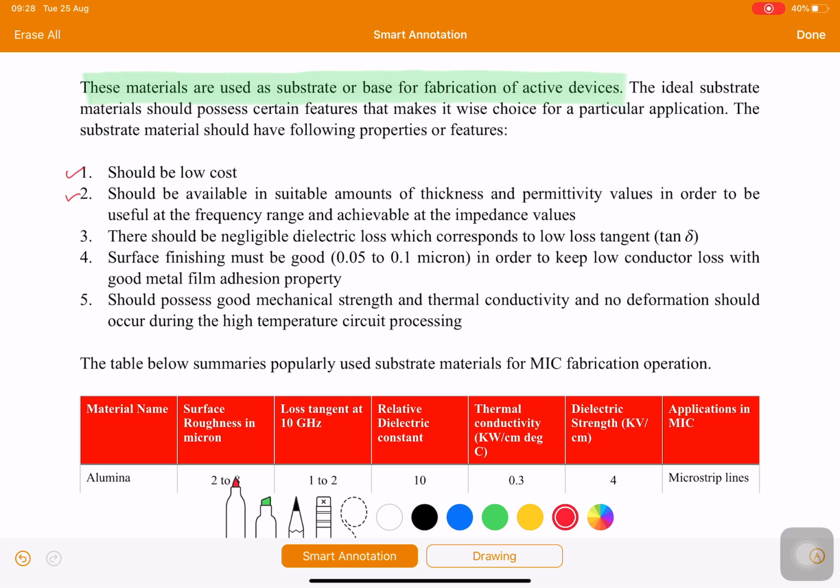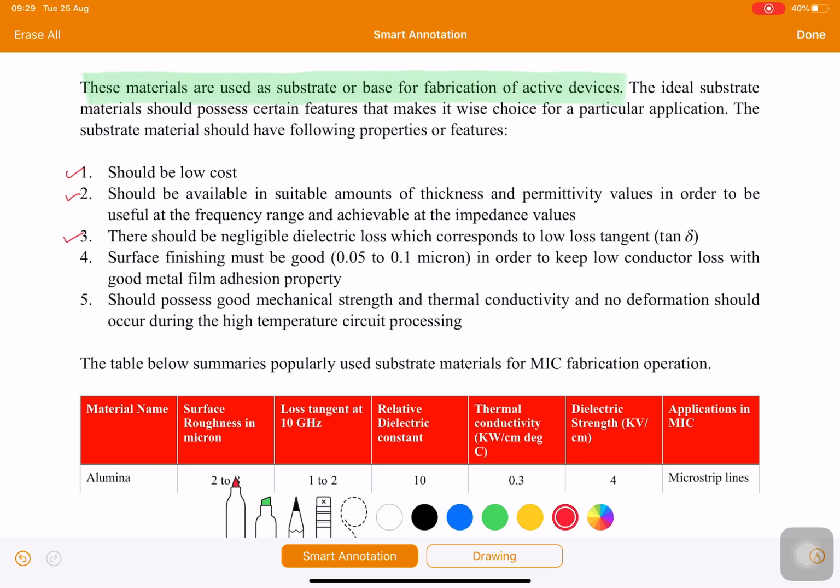The third important property of the substrate material is that it should have negligible dielectric loss. The dielectric loss of the substrate material we normally classify as the loss tangent. The loss tangent of the dielectric material indicates the loss of energy in the form of dissipation, so the loss that takes place with this substrate material should be as low as possible.